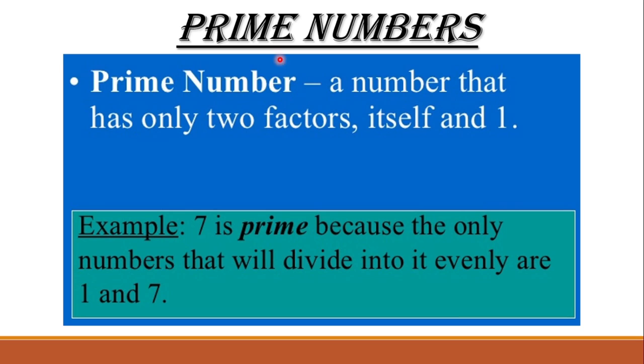Now comes prime numbers. Prime numbers are just the opposite. A number that has only two factors, 1 and itself, is a prime number.